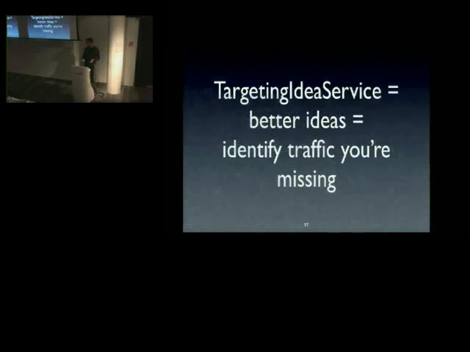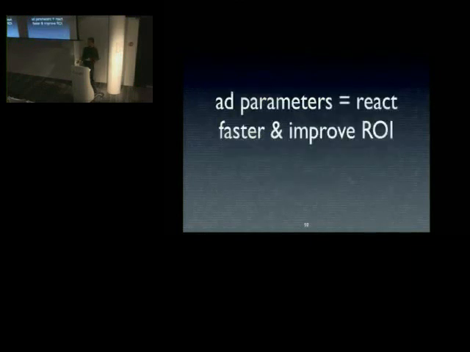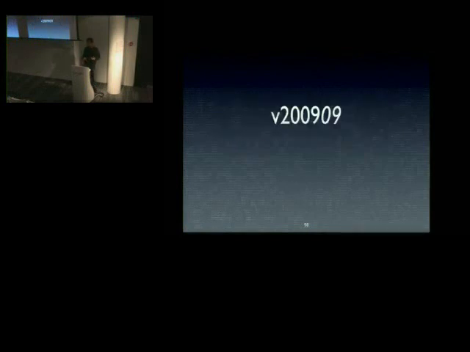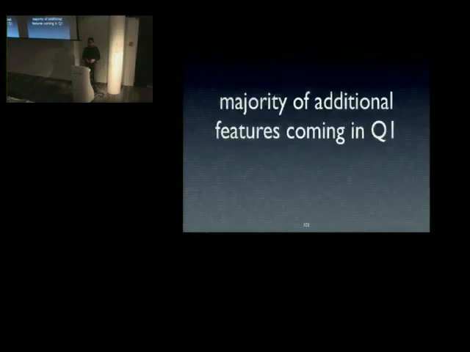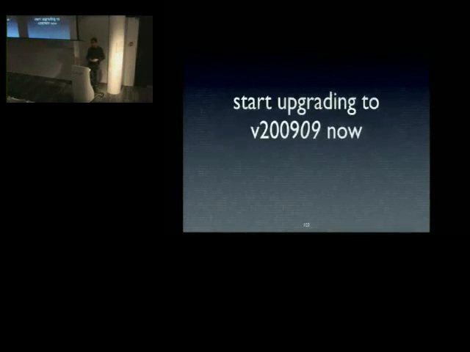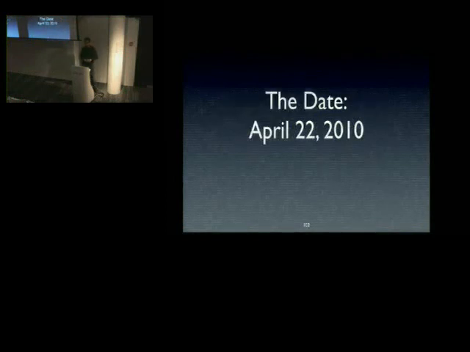Targeting idea service provides you with better ideas and lets you know where you're missing traffic. Ad parameters enable you to react faster and hopefully improve your ROI. V2009 has everything that V13 does except 3 services. And the majority of the features that are missing and additional new features are coming up in Q1. And our key call to action to you is to start upgrading to V2009 right now, if you haven't already. This is the date again, April 22nd, 2010.